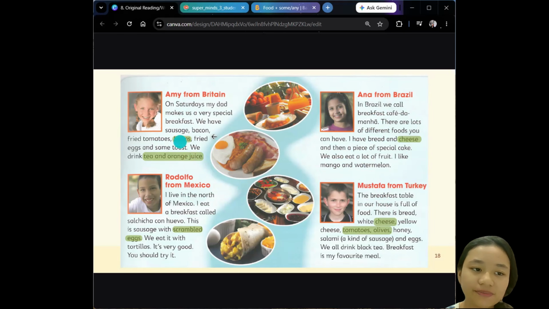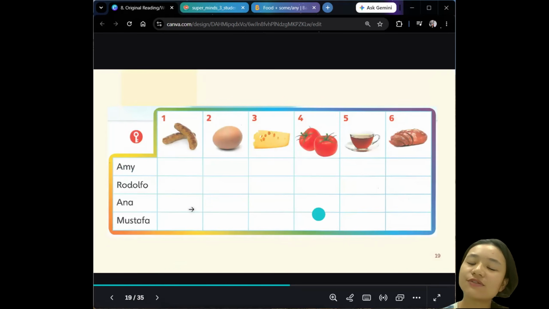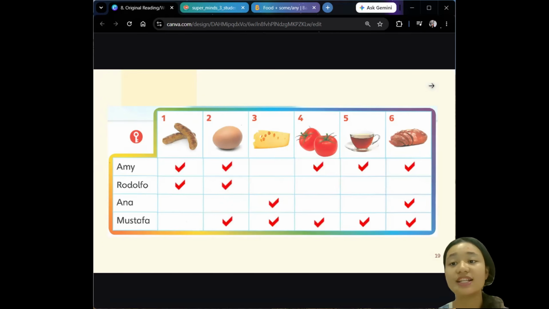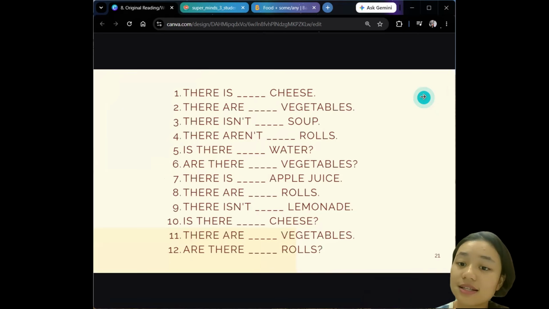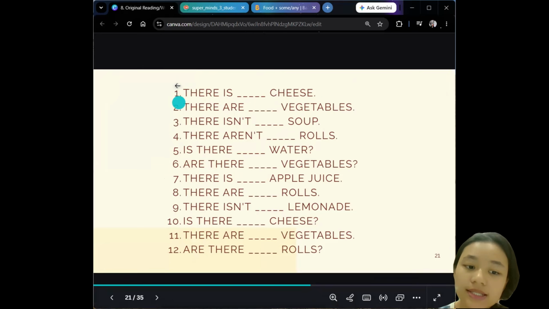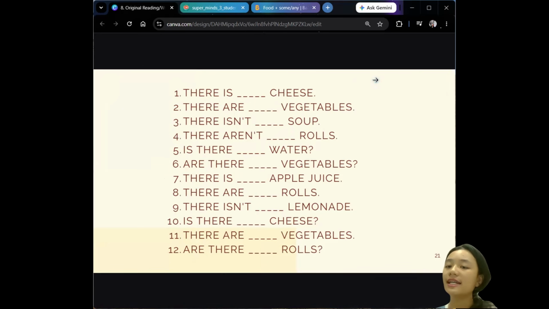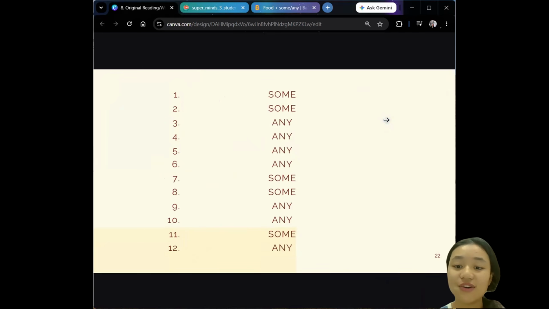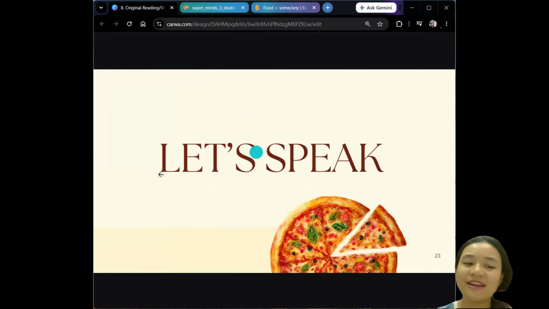Okay, good job. So I want you all to do the exercise for me after reading that passage. 5 minutes for you. Okay, so let's check. Are you all correct? Yes, good job. So now let's practice a bit, okay? These are the 12 sentences that I want you all to use any and some correctly, and you have 10 minutes. Go. Time's up. Good job. And now let's check your answers. Are you all correct? Yes, good job, everyone.